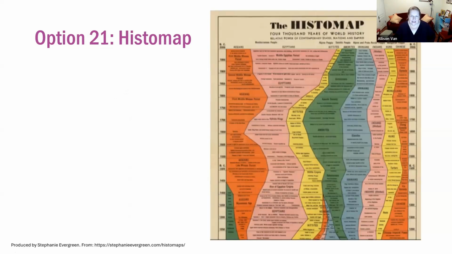This was built in Excel. Here's a classic histomap that's looking at power over 4,000 years of world history across different countries. This was quite a famous one.